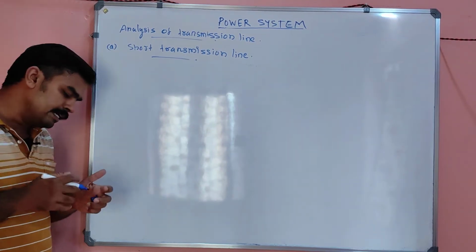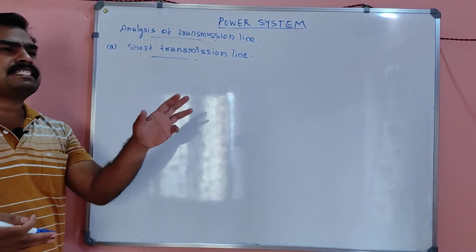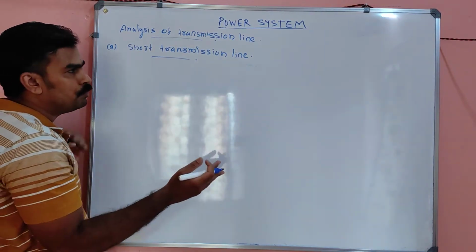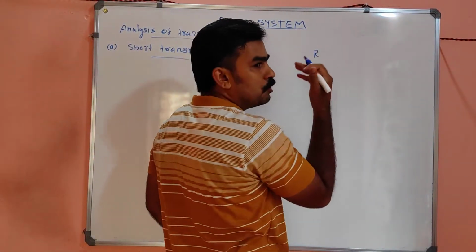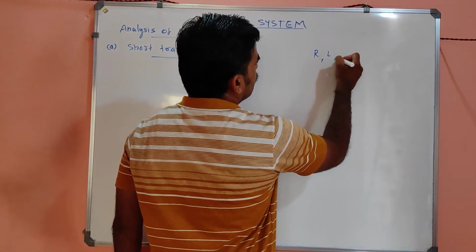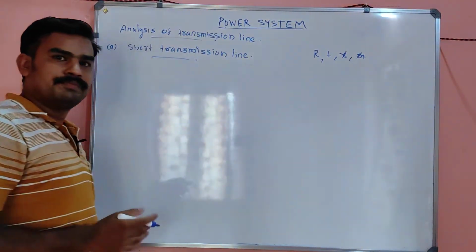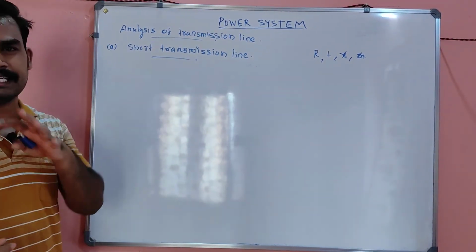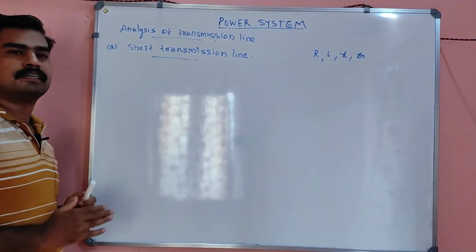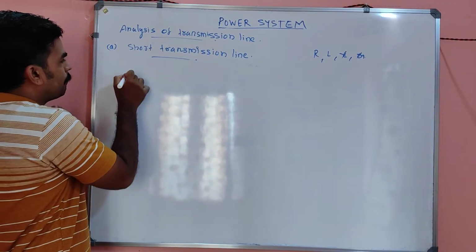What is the meaning of analysis, my dear? Analysis is nothing but, you have a sending end. I will explain. The parameters of the transmission line are R, L, C and G. In a short transmission line, C and G will not be there, just R and L, because it is less than 80 kilometers. So we won't consider the capacitance as well as the conductance, only the resistance and the inductance.